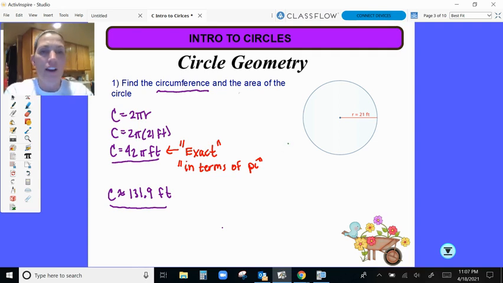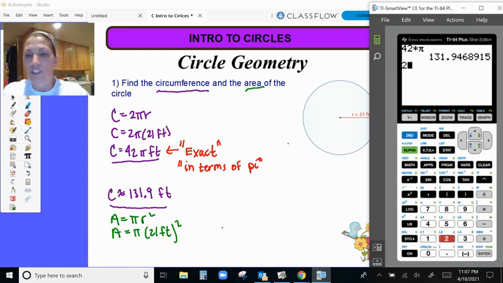Okay, now to find our area, we're just going to take our area equals pi r squared. Write the formula down. Area equals pi times, and we got 21 feet squared. And then I'm going to find out what 21 squared is.